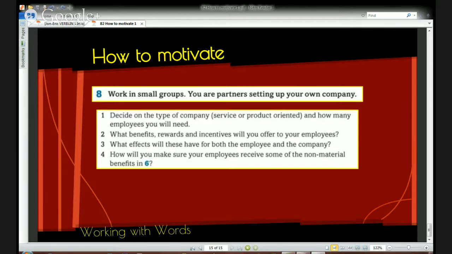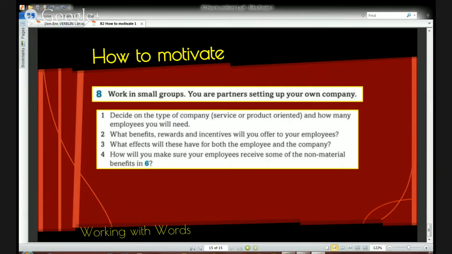Is it a product or service? How many employees will we need? We have to decide what kind of benefits, rewards, and incentives we'll offer, and what effect these may have for both the employee and the company. And finally, how we will make sure that employees receive some of the non-material benefits that we've discussed earlier, like making a contribution, a sense of achievement, a sense of fulfillment, or even the more abstract things.